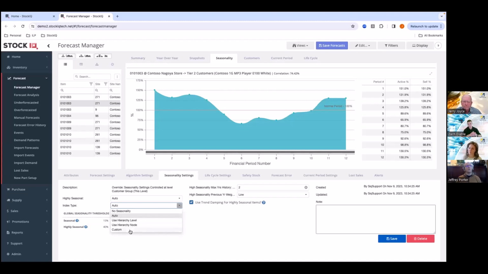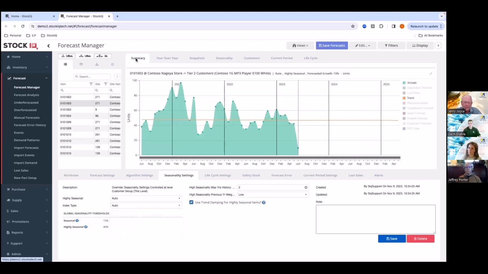We can also define a custom hierarchy in here, a custom seasonality profile, which is essentially defining where the seasonality is going to be relative to the overall average demand. Now, from that seasonality perspective, this is really instrumental in helping us inform what the statistical forecast is going to look like moving forward.